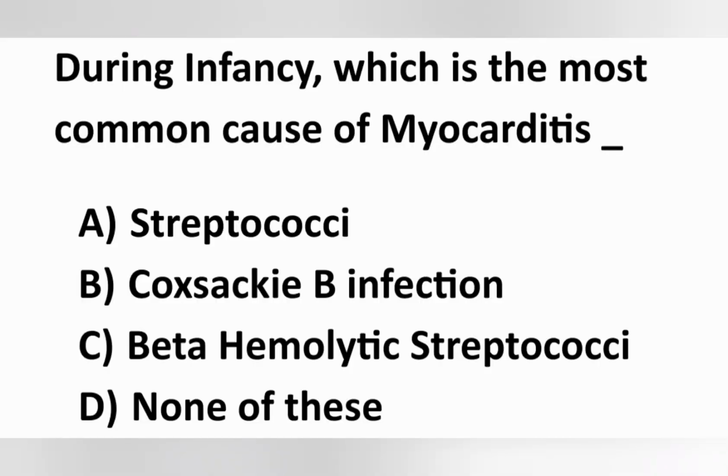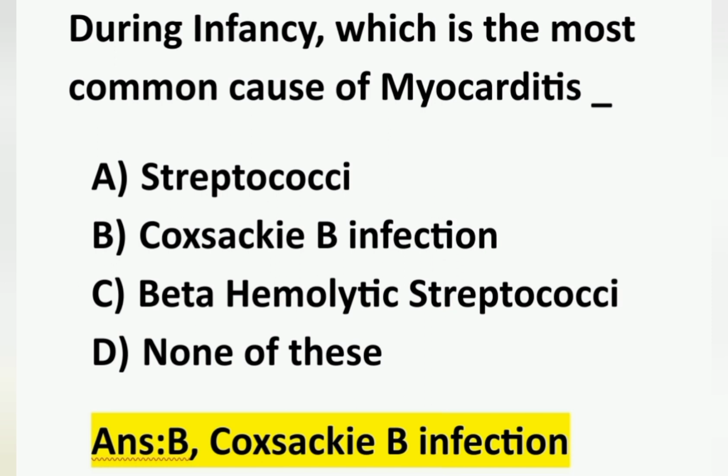The next question, during infancy, which is the most common cause of myocarditis? Options are option A, streptococci, option B, Coxsackie B infection, option C, beta hemolytic streptococci, option D, none of this. And the correct answer is option B, Coxsackie B infection. The most common cause of myocarditis in infancy is Coxsackie B infection.